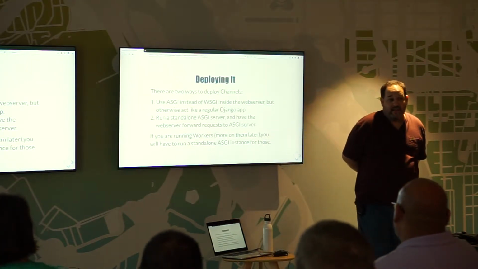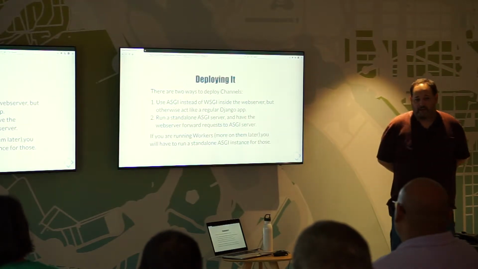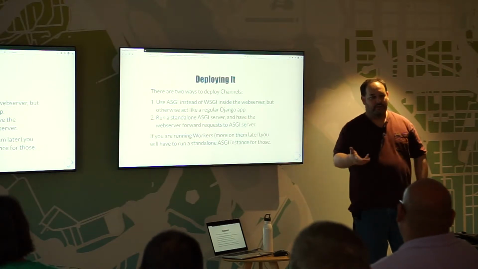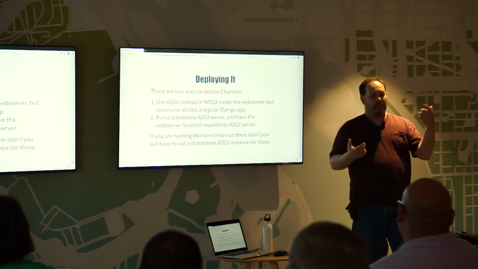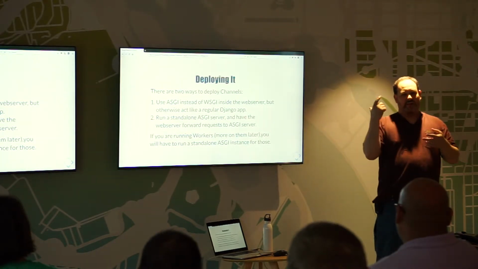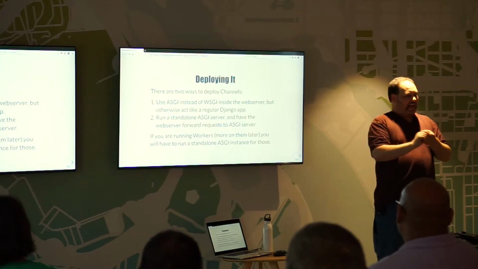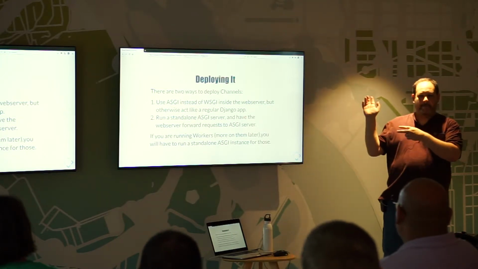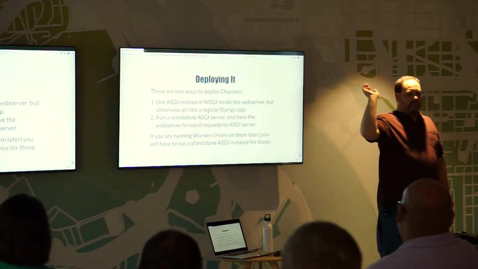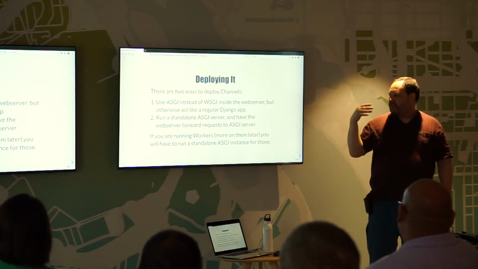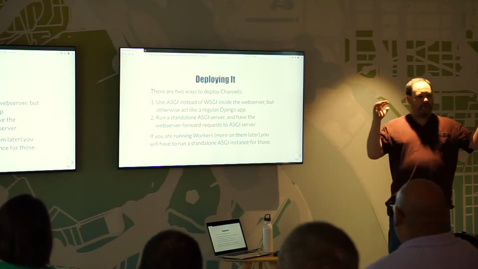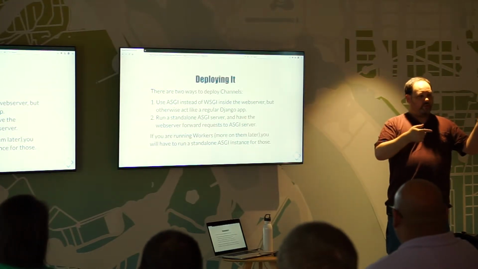So deploying it, there's a couple ways to actually roll this out. Channels uses what's called an ASGI server rather than a WSGI server. If you're used to Django, you can use a WSGI plugin to Nginx or Apache or something and just run the Django code straight in the web server. Channels needs an ASGI server, an asynchronous server gateway interface server. For the most part, you could just put that in the web server, have Django Channels act the same way, and just replace WSGI with ASGI, be done. You can also run a standalone ASGI server and have your web servers just forward the requests to the ASGI server.